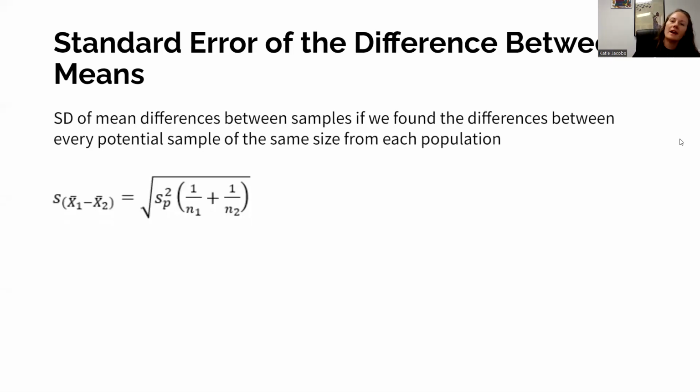All right, so the standard error of the difference between means. This is the standard deviation of mean differences between samples if we found the differences between every potential sample of the same size from each of the populations. That is a really big definition. The biggest thing that I want you to take from this is that it's basically a type of standard deviation. Okay, and we're going to take that back and look at our formula.